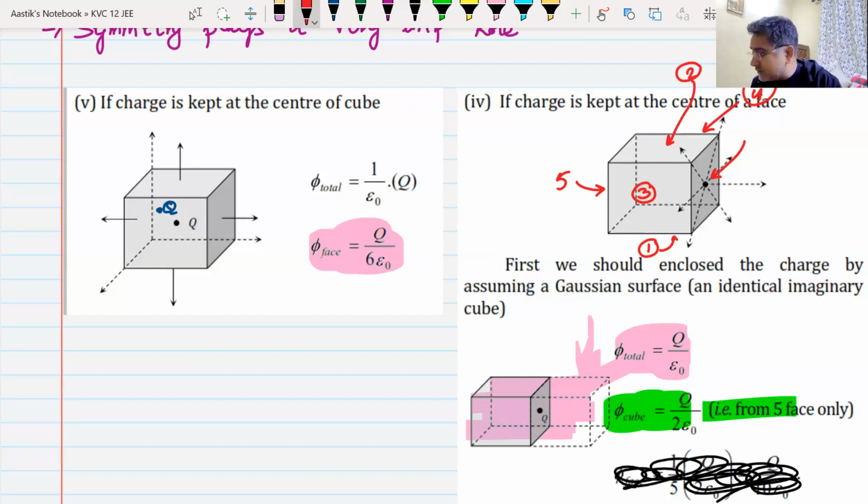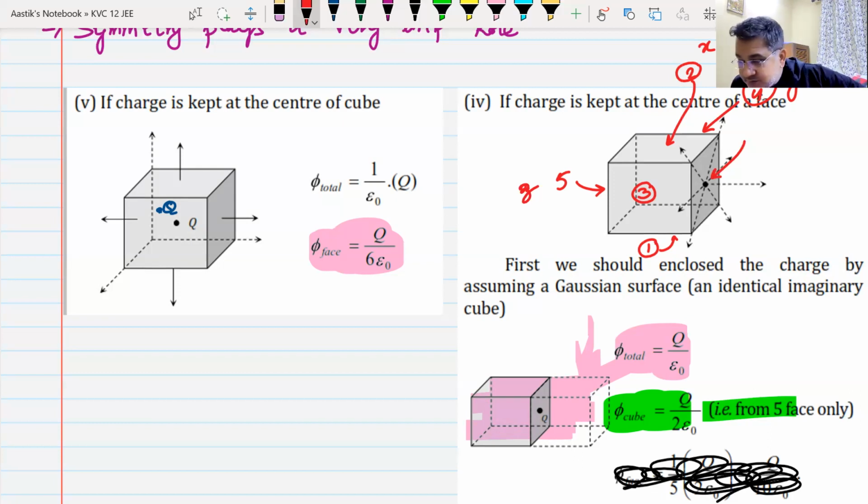Let us say that the flux through 1 and 2 is x. And let us say the flux through 3 and 4 is y. And let us say that the flux through 5 is z. Is there any relation between x and y? 1 and 2 is correct, they would have the same flux. But 3 and 4, which has the flux y, does this x and y have any relation? You have to understand the symmetry, my dear friend.